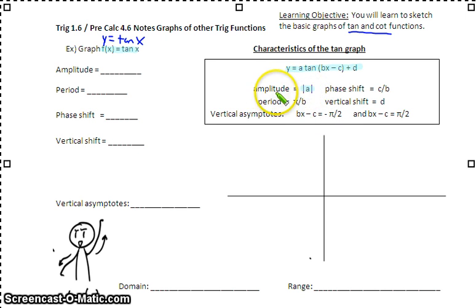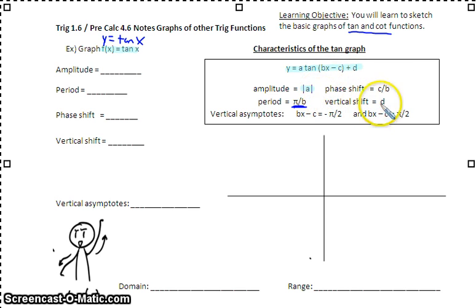It's still the amplitude is the absolute value of A. The period now changes to pi over b. It is no longer 2 pi over b anymore. Phase shift is c over b and vertical shift is d. Those are the same, but they really don't come into play at all.